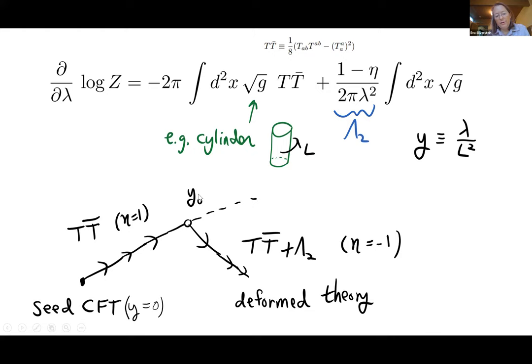And given such a place where that happens, we are free to then start adding this lambda 2. And we'll find that's a very natural thing to do in the holographic context. So thank you for the question.